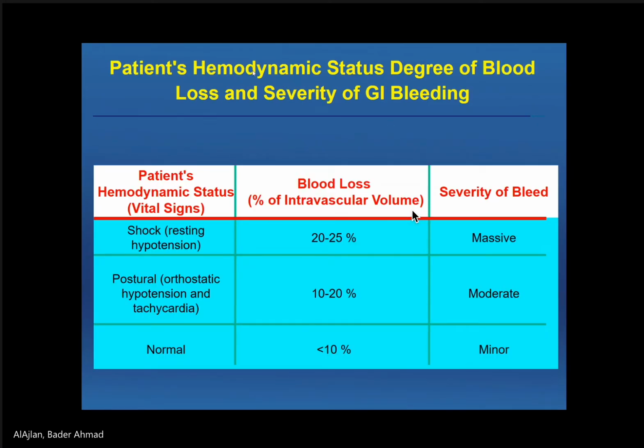So this is what I just mentioned about the hemodynamic status. It's important to know if you have hypotension or shock, this means that more than 20% of blood loss happened, which is considered massive. Orthostatic, as I mentioned, is important to know because it gives you the hint if you're dealing with moderate blood loss, which is 10 to 20%. If it's normal, does it mean that your loss is less than 10%?